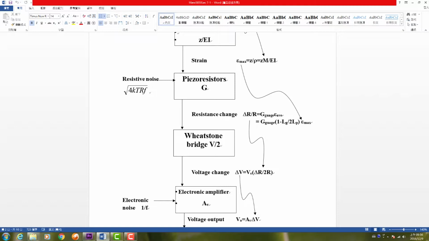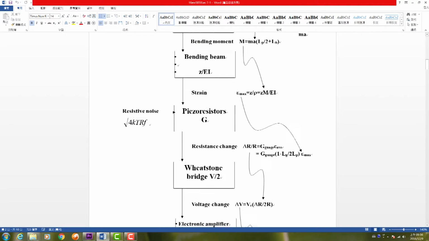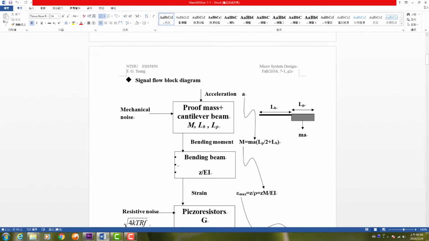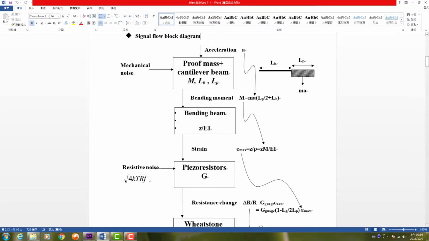So this is the whole process. Starting from the beginning, we review it again. The acceleration is changed into the bending moment. The bending moment bends the beam. The bending moment generates stress on the top surface or bottom surface of the beam. The stress can be further transferred into resistance change by using piezoresistors. The final change of the resistance can be further transferred into voltage change. At the end, we measure the voltage change and get the final results.